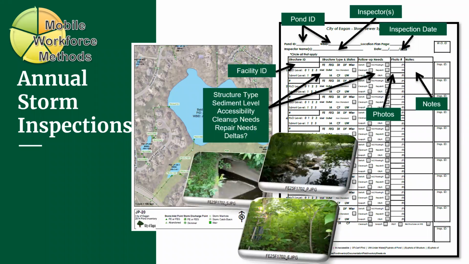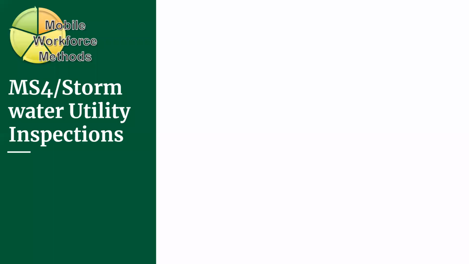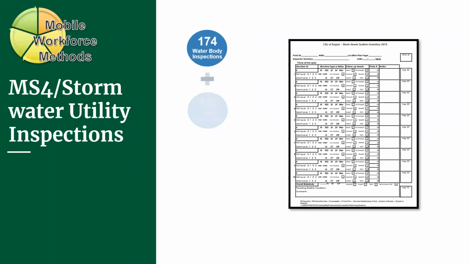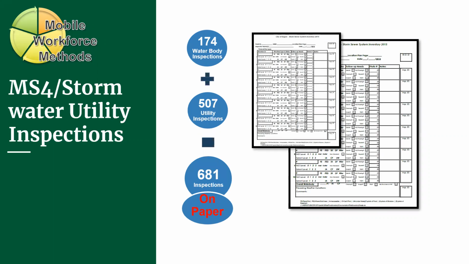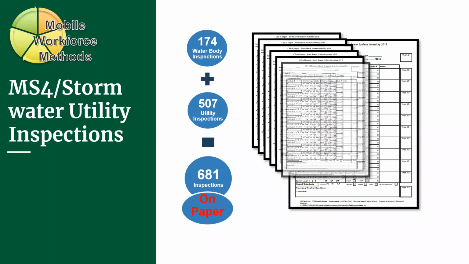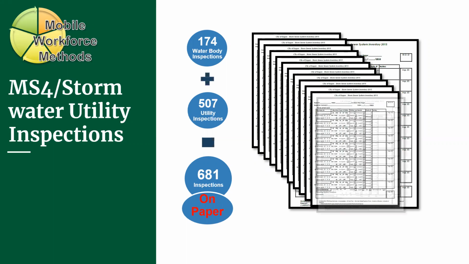So another example I'll go through here: our annual storm inspections. In the past, we used paper maps and paper inspection forms to record the information for our MS4 inspections. And this was something we did annually, so we wanted to transfer it to the GIS. We needed to transfer it to the GIS data and make sure that those tabular records were entered back in the office. And with all this valuable data coming in from the field, our GIS was housing a lot of valuable information. But with 681 inspections on average annually, this created a lot of paper.